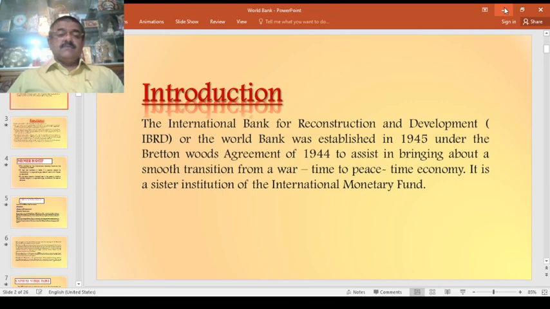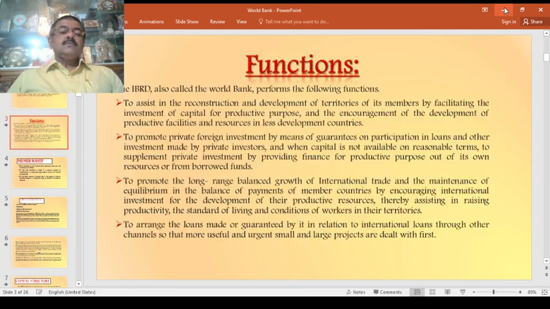Functions of the IBRD. The IBRD is also called the World Bank. To assist in the reconstruction and development of territories of its members by facilitating the investment of capital for productive purpose and the encouragement of the development of productive facilities and resources in less developed countries.